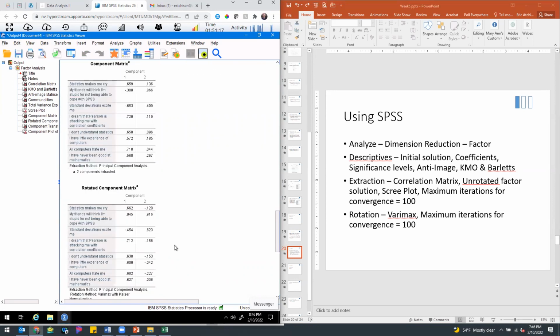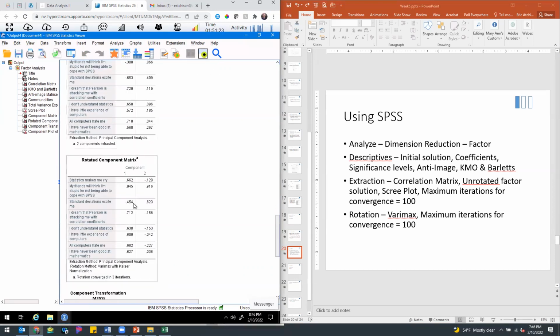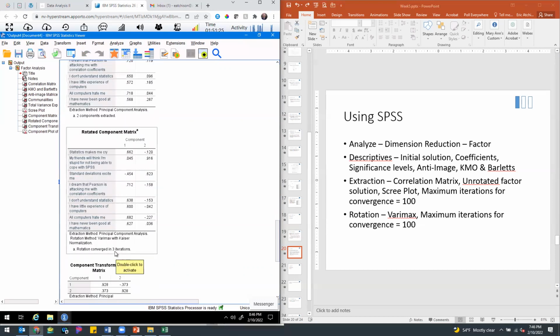Now look at that. Here we have an unrotated component matrix. Now we have a rotated component matrix. It only took 3 iterations. How many did I tell it to do? 100. 100, right? So in 3 iterations, it maximized the difference between the high and the low, right?